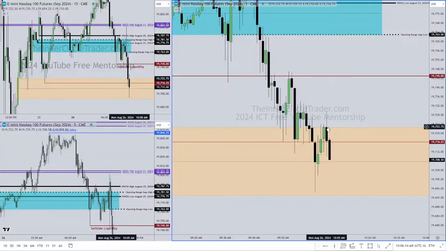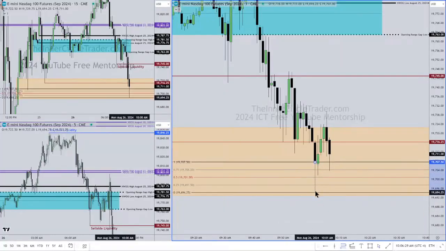Don't try to catch the turn. Don't try to catch the bottom. Don't try to pick the bottom. You know what they say, if you try to pick your bottom, you're going to get stinky fingers. So now watch the wick here. That's consequent encroachment right there at that 19,701.